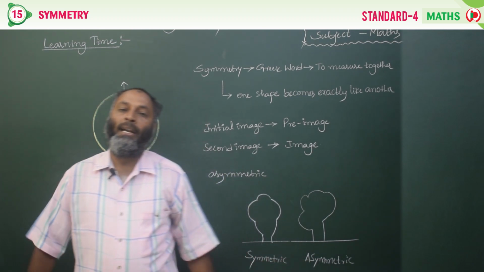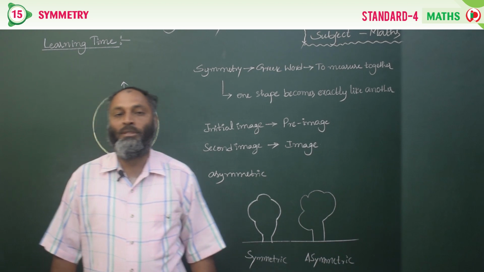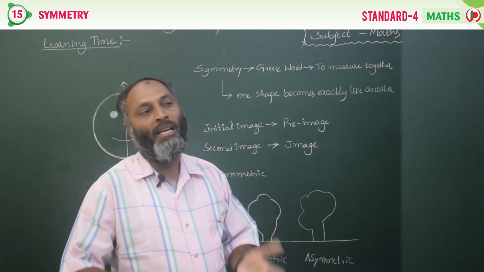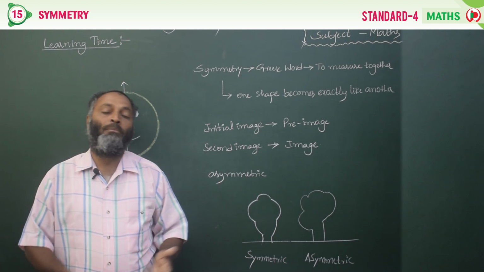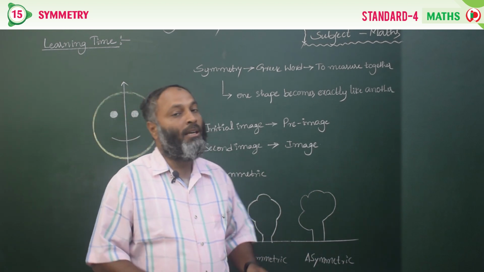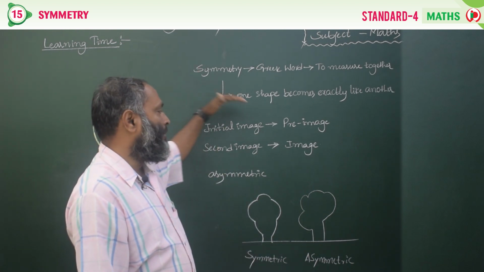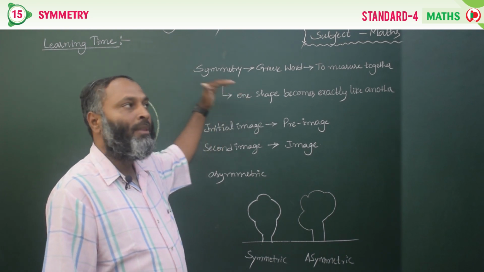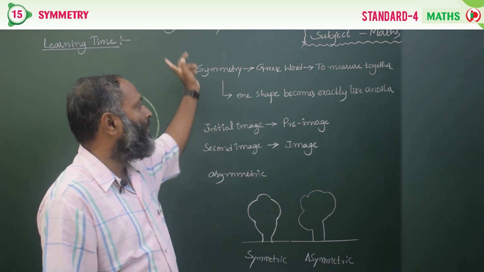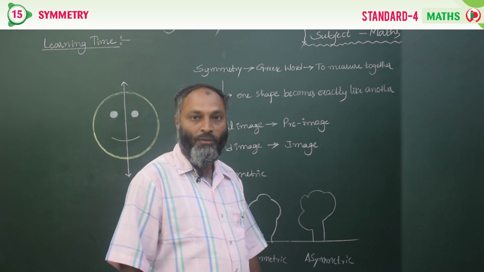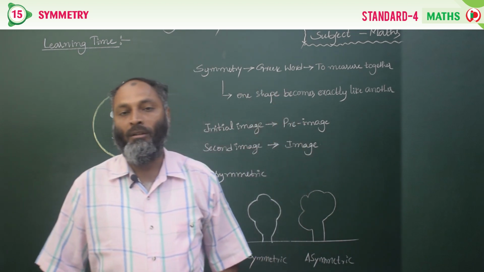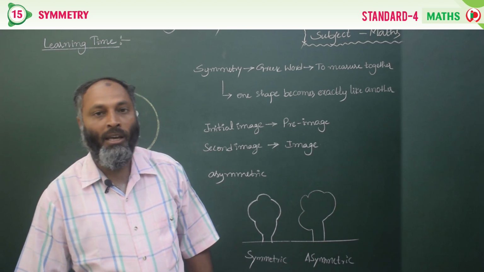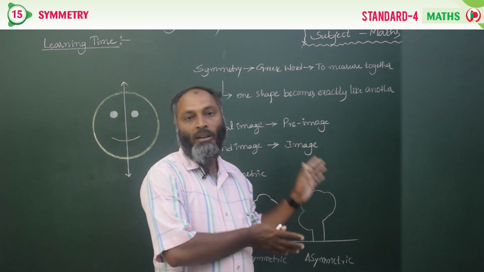So it is indirectly two identical shapes. When two shapes are kept together and they are the same shape and size, then they are called symmetry. This is our mathematical definition for symmetry. Actually, this word symmetry comes from a Greek word, and the meaning of this Greek word is to measure together. So this is about our symmetry.